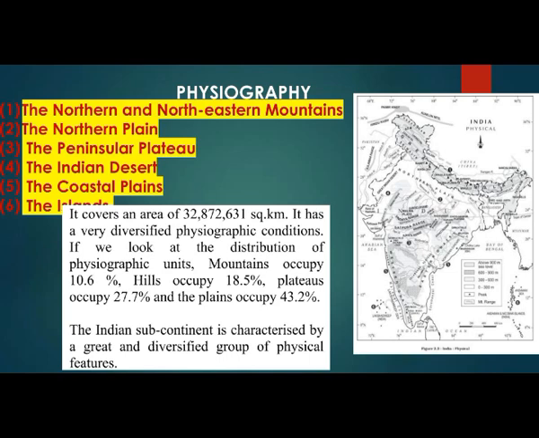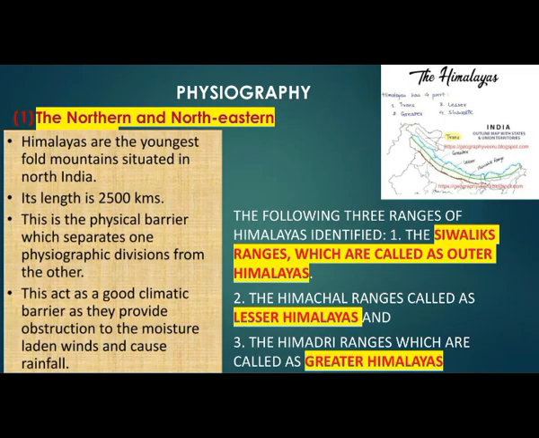The Indian subcontinent is characterized by a great and diversified group of physical features. So now we will study about the northern and northeastern mountains. The Himalayas, as we discussed earlier, are the youngest fold mountains, situated in northern India. Its length is 2,500 kilometers.